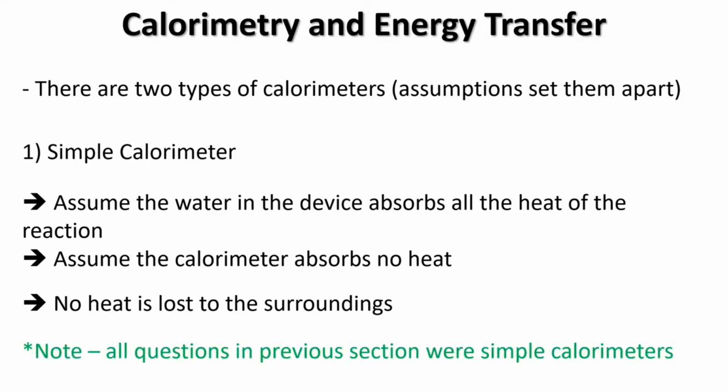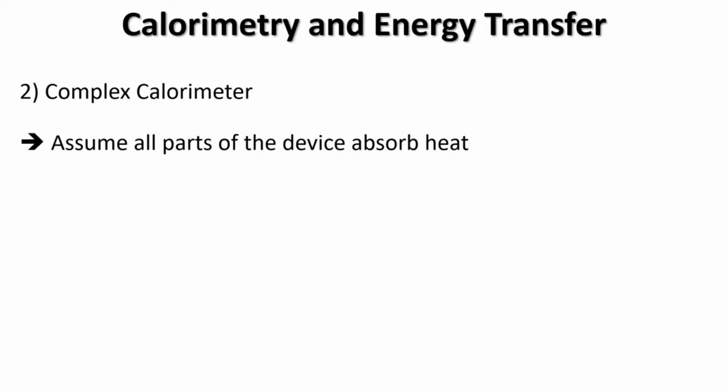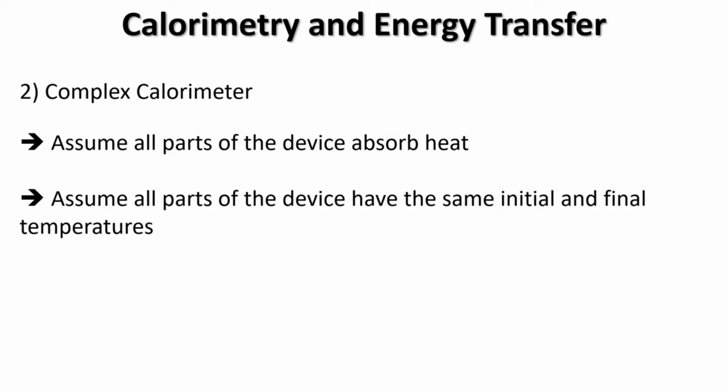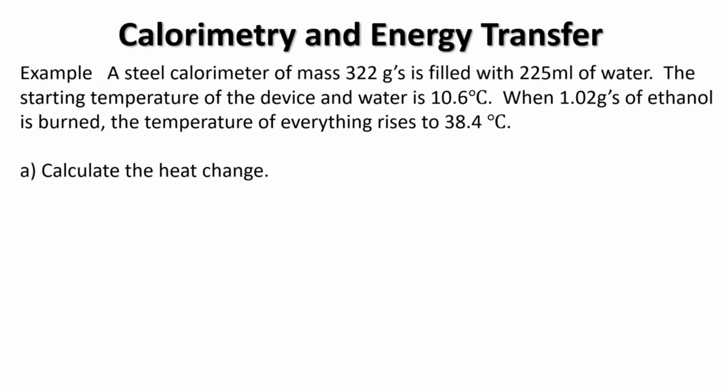If you think back to all the questions that you did in the first part of 5.2, those would have been considered in a simple calorimeter. The calorimeter wasn't undergoing heat change. With the complex calorimeter, we assume all parts of the device absorb heat. So if it's made of metal, the metal is going to warm up or cool down. And we assume all parts of the device have the same initial and final temperatures as the water. We've got this equation that we became familiar with in the earlier section, but we actually need to do it twice, because we have water that's undergoing a heat change and probably the device itself.